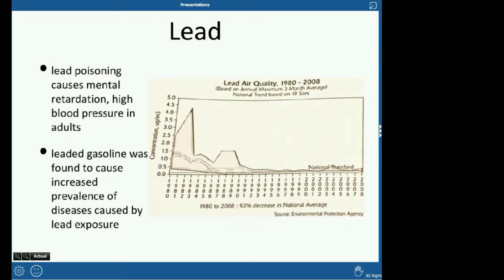So lead is a very common pollutant they like to talk about on the AP exam.